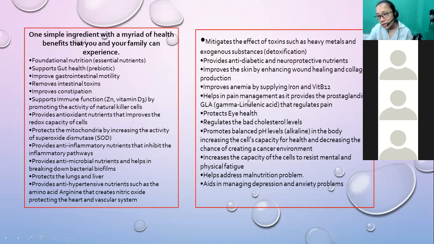It helps in pain management because it provides one of the best prostaglandins, the gamma-linolenic acid that regulates pain. Okay, remember yung kanyang component na meron siyang mga fatty acids. This is a good fatty acid. When it is provided in the gut, it directly supports the pain center of the brain. So kaya nating mag-manage ng pain because of this GLA. It protects the eye health. Remember the yellow pigment.